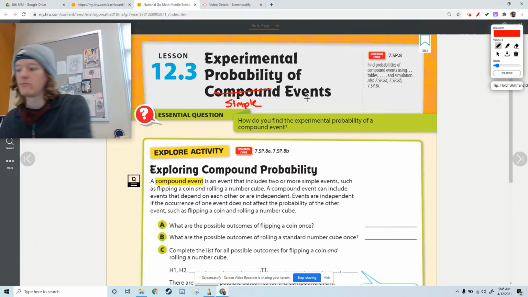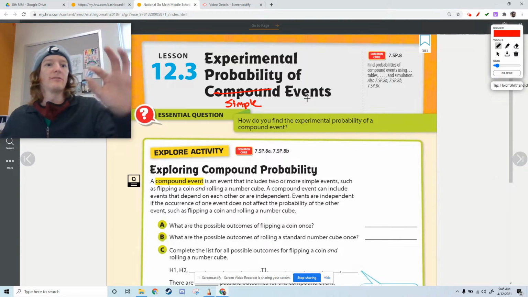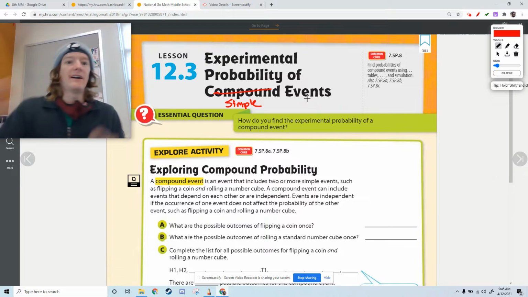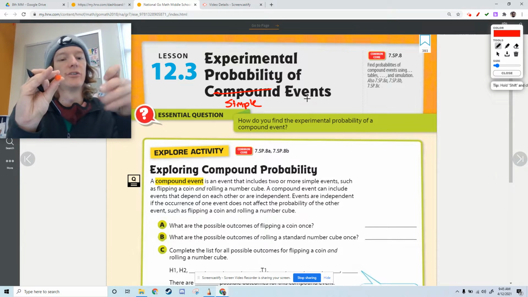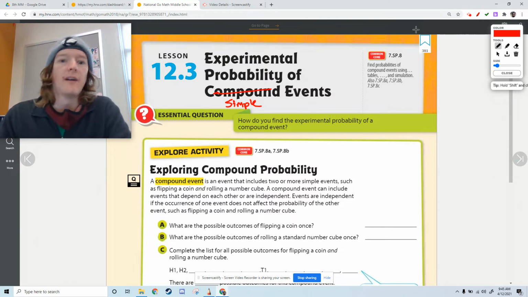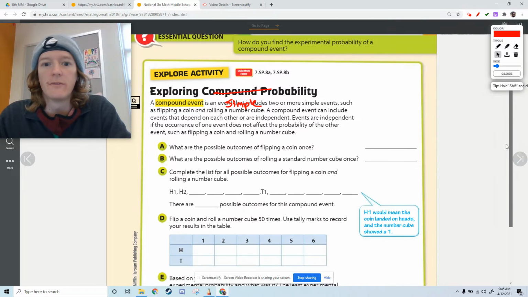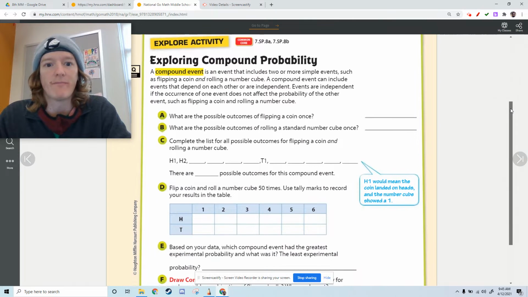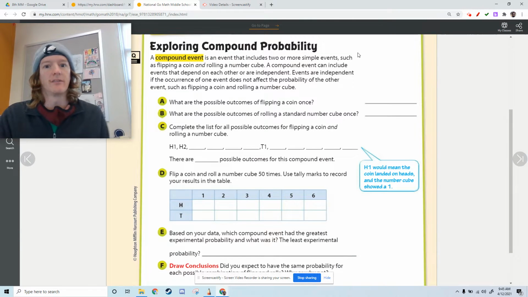In this case, though, we're going to do a compound event where, like, what are the chances of me rolling a 5 and drawing an orange? So a compound, we're going to have more than one thing that we're recording. Here at the start, we're going to do an example of a compound probability event.